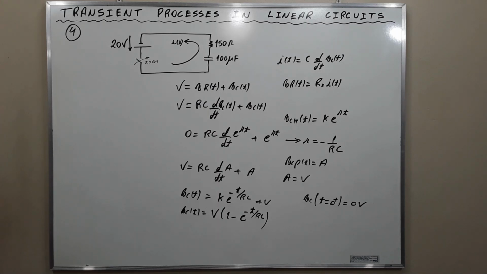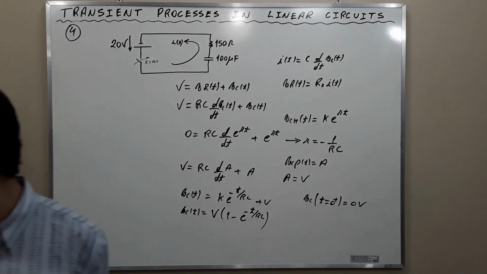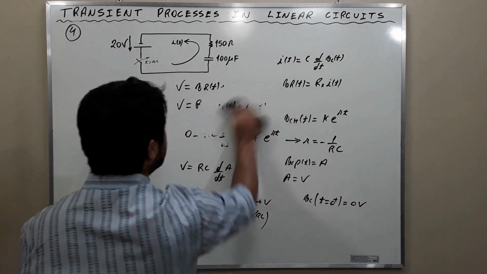But this is not the end. The exercise wanted us to calculate the value of the voltage across the capacitor. Let me refresh my mind here. If the switch is closed at t equal to 0, how long does it take? So we are going to calculate the time. How long does it take for the capacitor voltage to reach 80% of the battery voltage? This is what the exercise wants us to calculate. The time it takes.